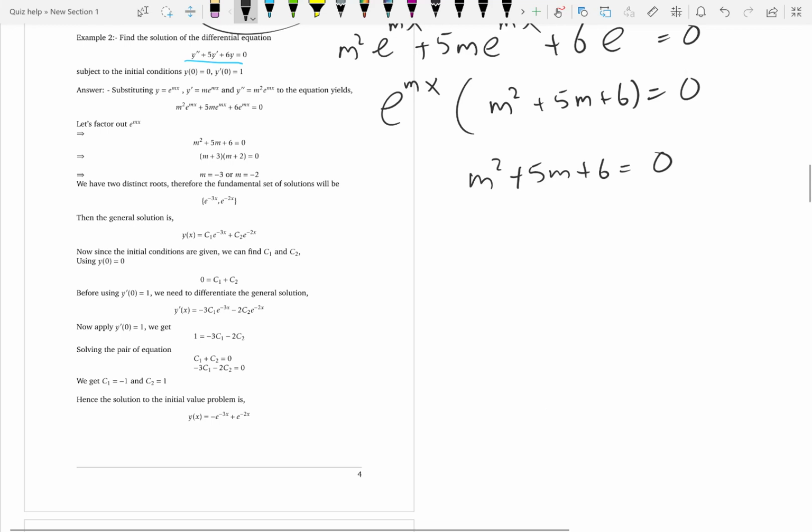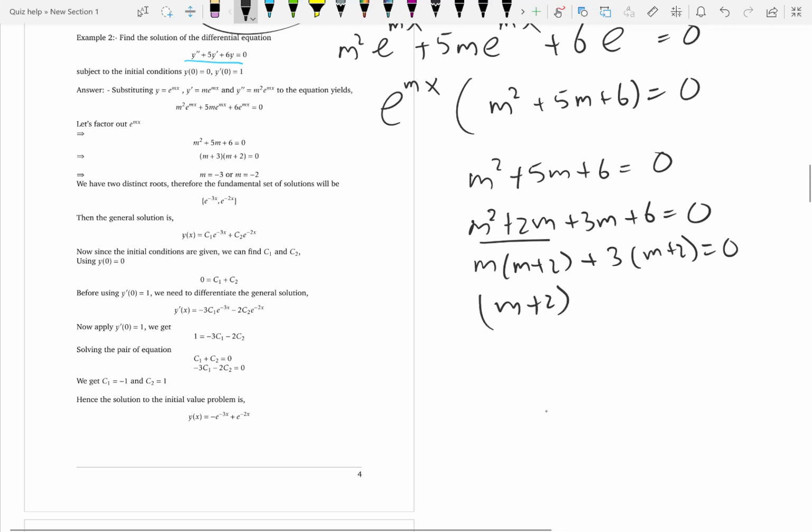Now, how can we solve this for m? You can factorize or you can use the quadratic formula. Any way you like, okay? I find that here factorizing will be easy, right? 6 is 2 times 3, right? So 5 can be created as 2 plus 3. So this is m squared plus 2m plus 3m plus 6 equals 0. So if you factorize this, you get m plus 2 from here. Here if I factor out 3, this will be m plus 2. So the factorization will be (m plus 2)(m plus 3) equal to 0.